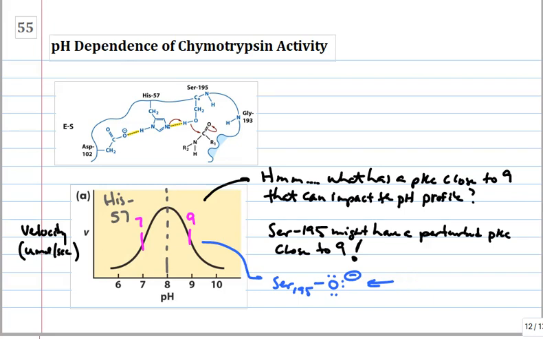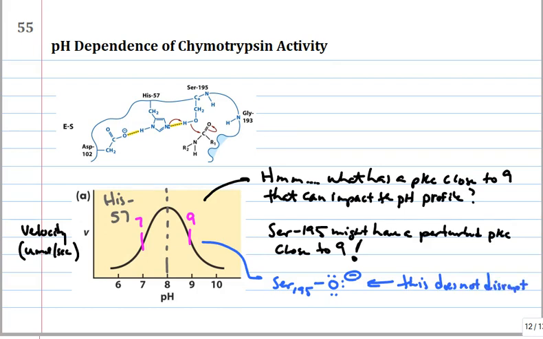Let me see how to write this. This does not disrupt the mechanism. It supports it. So this cannot be the answer. This is not it. No. So basically, that can't be it. That would support the mechanism, not work against it, and make the activity go down. So that's not an answer.